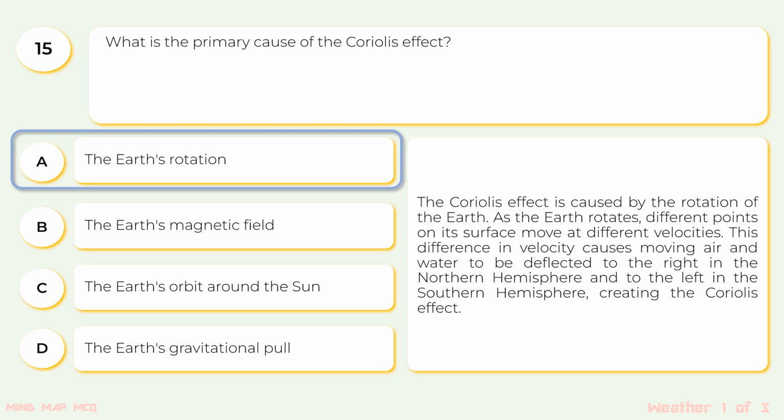As the Earth rotates, different points on its surface move at different velocities. This difference in velocity causes moving air and water to be deflected to the right in the northern hemisphere and to the left in the southern hemisphere, creating the Coriolis effect.